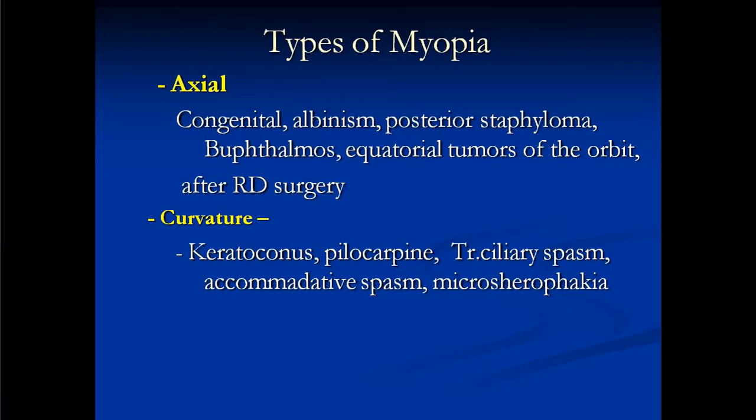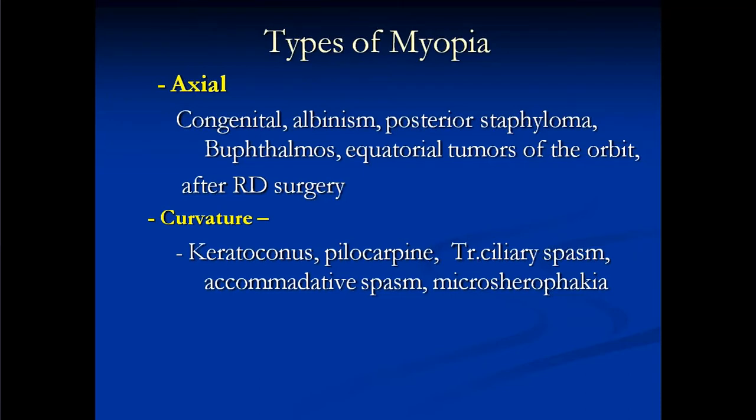As per the etiology, we can see the defect can be in the length of the eyeball or in the size of the eyeball. The common causes are that it can be congenital, or in albinism, and there can be posterior staphyloma. It is nothing but ectasia of the posterior pole. Then Buphthalmus. Buphthalmus is a condition that is congenital glaucoma in children. There, the eyeball becomes bigger because of the raised intraocular pressure.